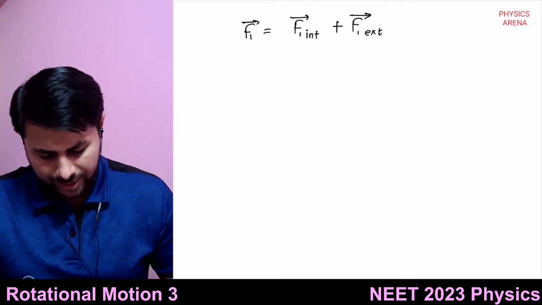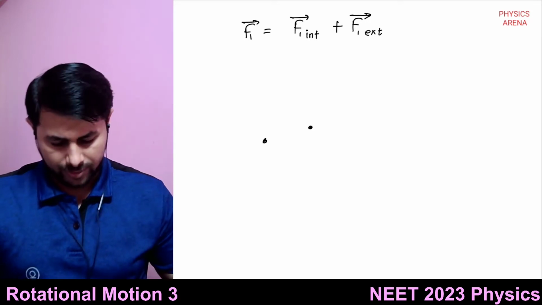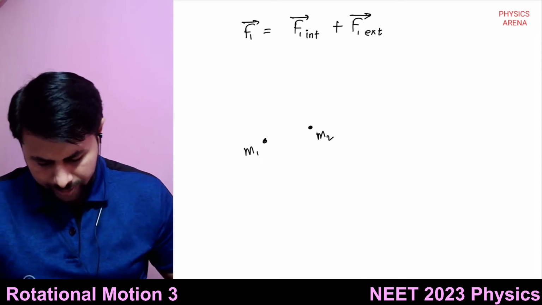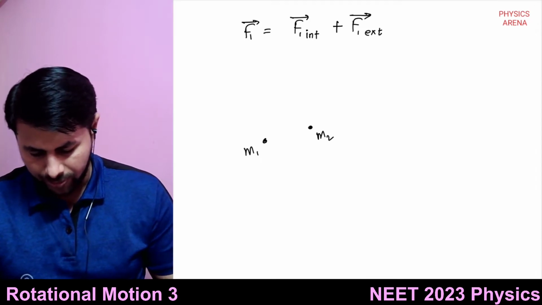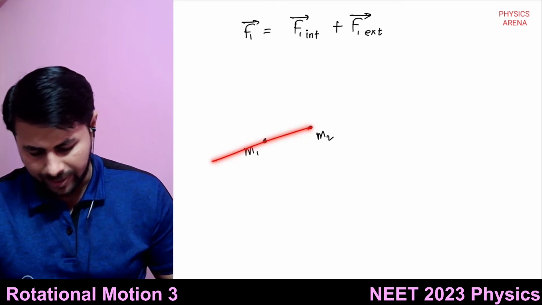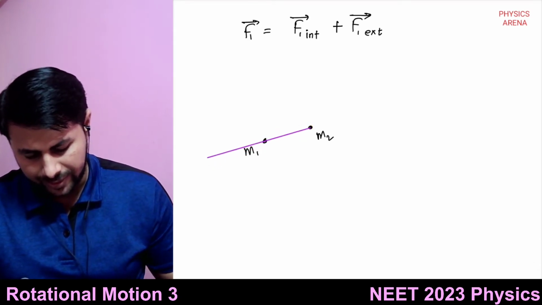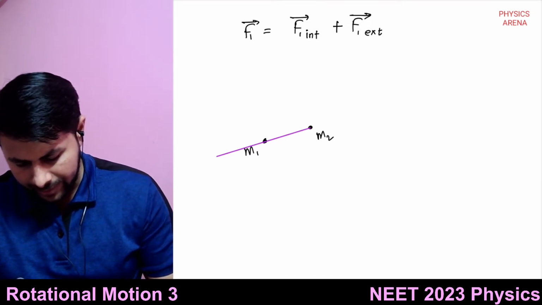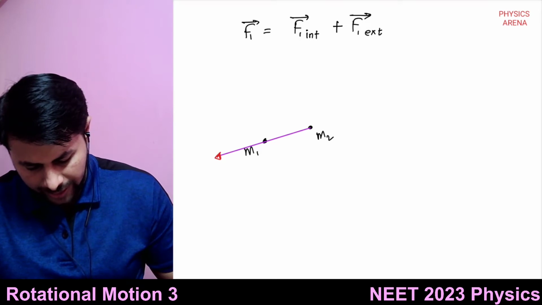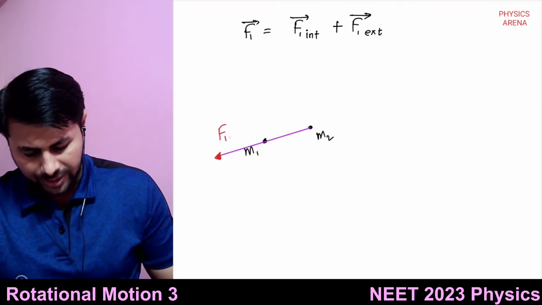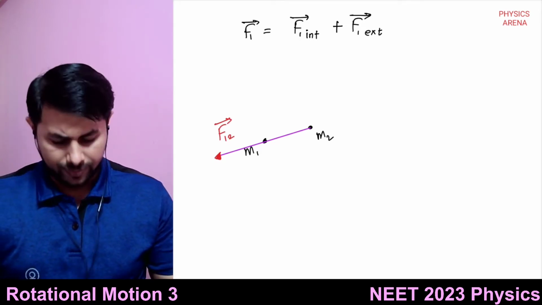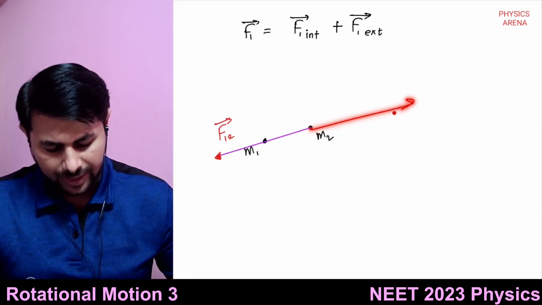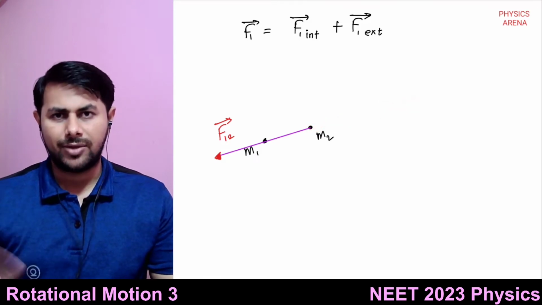For example, let's suppose we have two particles inside the body. This is m1, this is m2. The force between these two particles, let's suppose the force acting on the first particle due to the second particle, will act along this line. This is F12 bar, force on 1 due to 2, and force on 2 due to 1 will also act along the same line like this. The two forces will be equal and opposite.